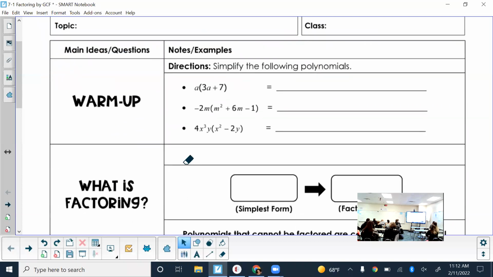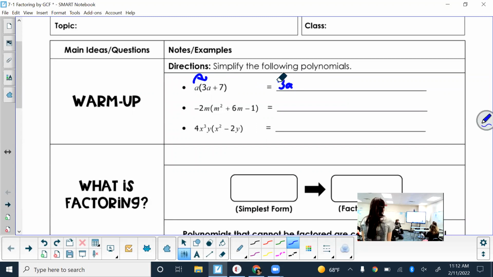Starting with the warm-up. We just took a test on this. I'm hoping this is fresh in your mind. How do you solve these? You distribute. Good. You take the outside term and multiply it by both of the inside terms. So what's a times 3a? 3a squared. Good. What's a times 7? 7a. And it's positive, so make sure you put plus 7a. Sometimes we have to combine like terms on problems like these where you're just distributing. Usually you don't.